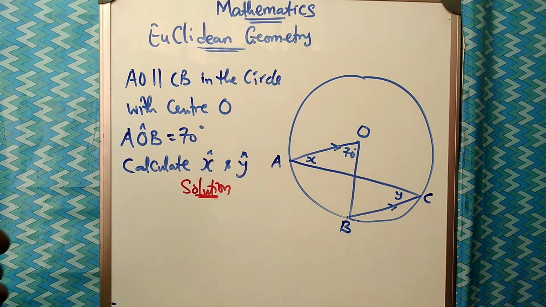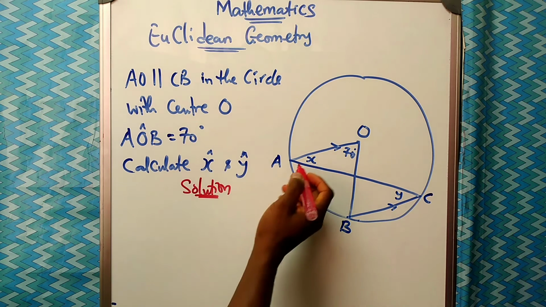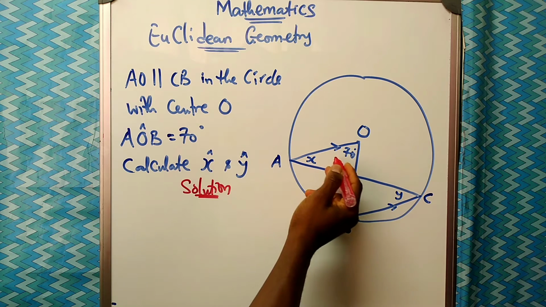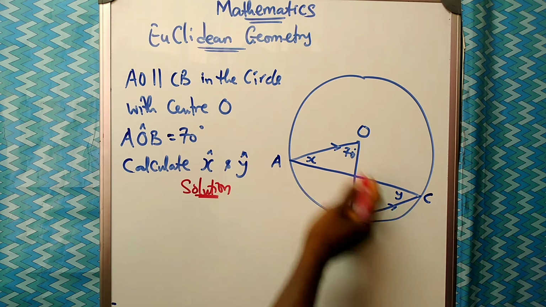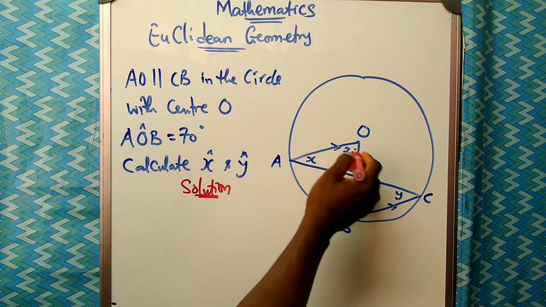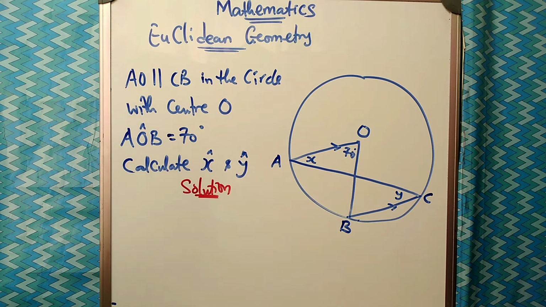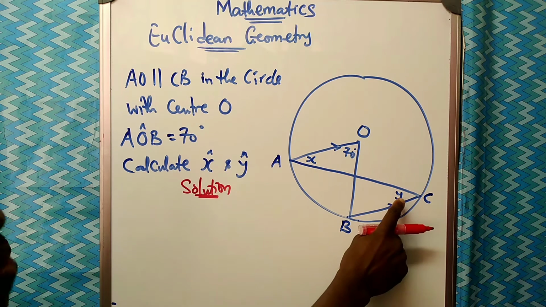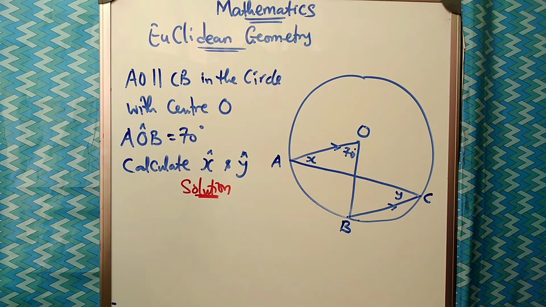All right, so let's go into some questions under Euclidean geometry. The question says AO is parallel to CB. We can see the parallel line indication shown in the circle with center O. So this is the center of the circle. They said angle AOB, the angle at O, is 70. We are asked to calculate angle y and angle x.